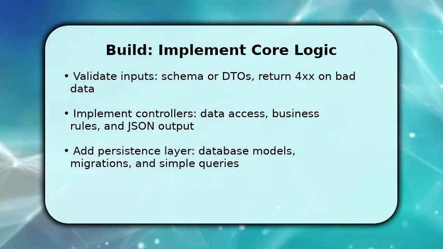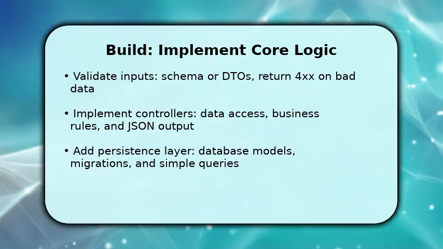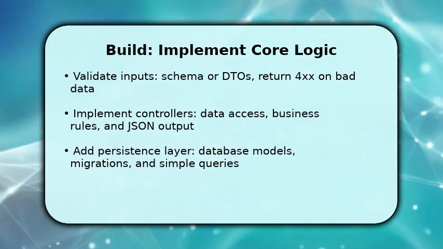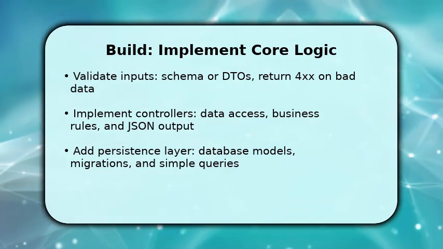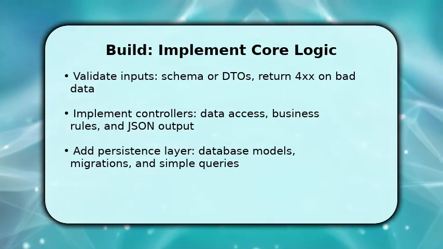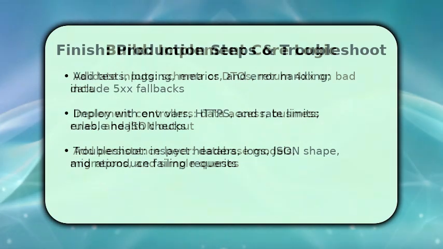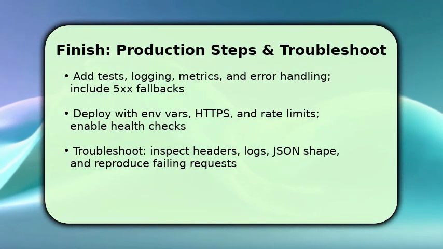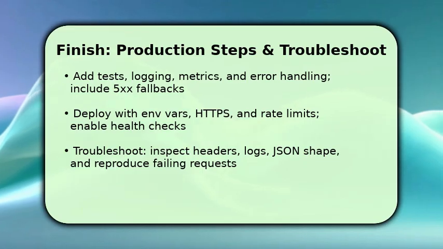Then write the data access layer, queries or ORM models, and wire them into controllers so responses include only intended fields. Make sure to structure responses with status and data keys, and include pagination or filters when returning collections for predictable client consumption. Finish by adding comprehensive error handling, logging, and tests that assert JSON shapes and status codes.